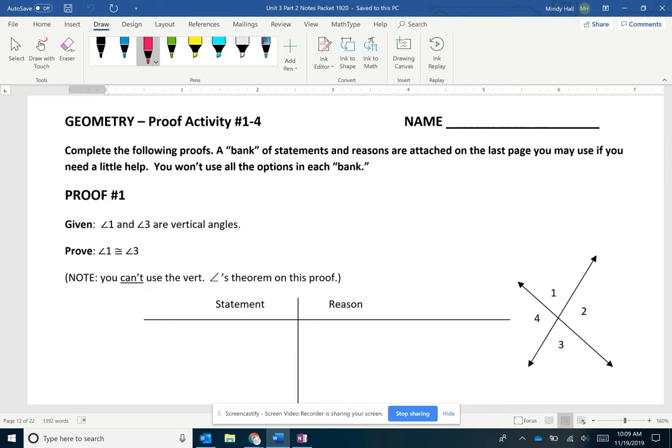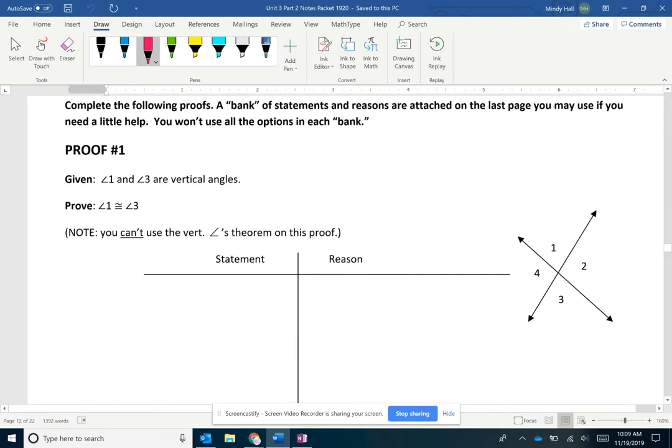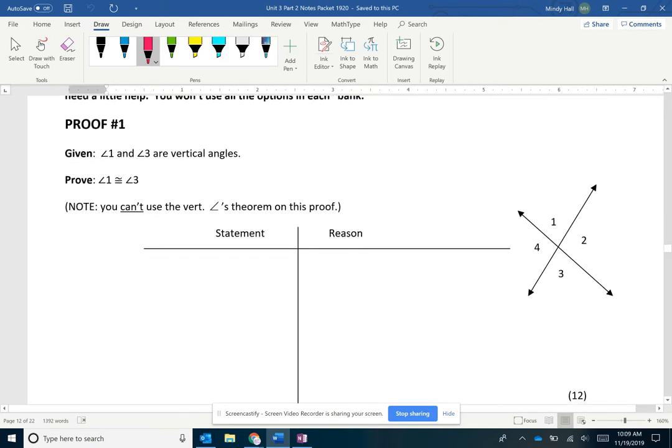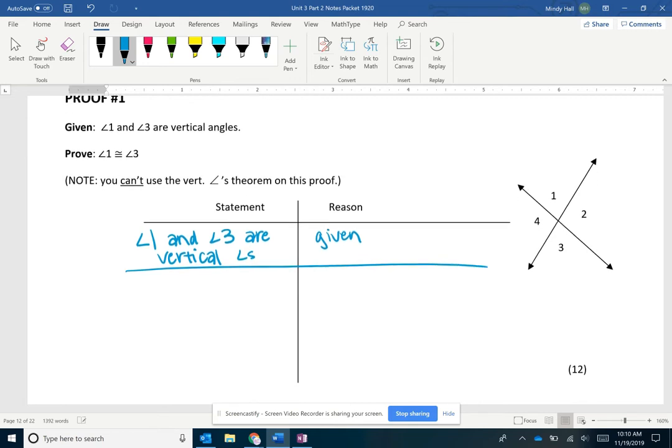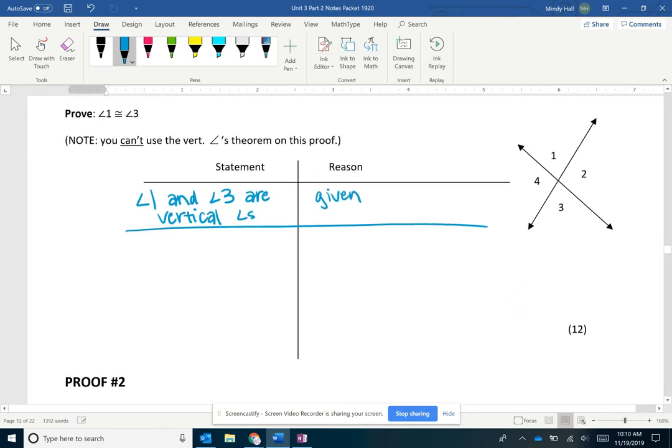So starting with our first one, we have proof number 1. We are given that angle 1 and angle 3 are vertical angles. Keep in mind that you always start every proof with the given. No matter what, you should always get at least 3 points on proofs because you can tell me the given and what you're trying to prove. So angles 1 and 3 are vertical angles because that is given, and we are trying to prove that angle 1 is congruent to angle 3.